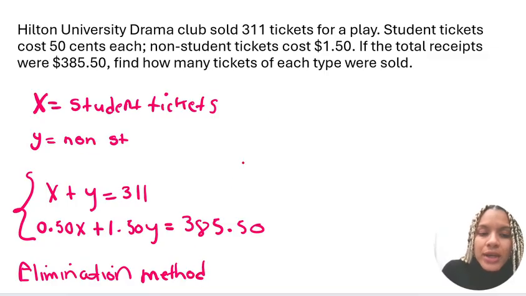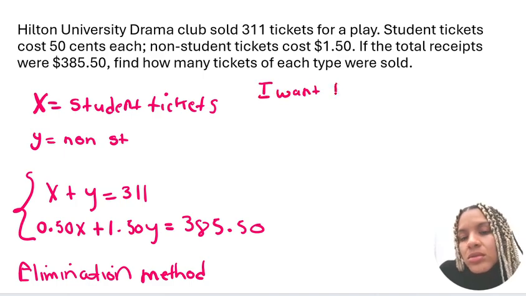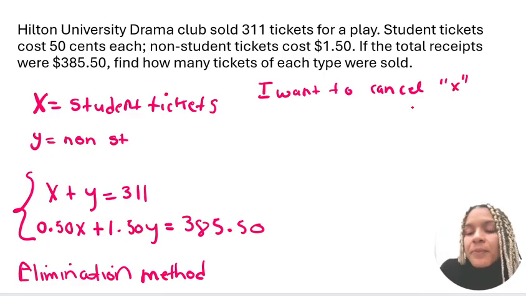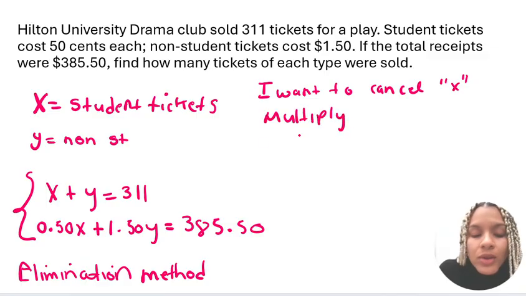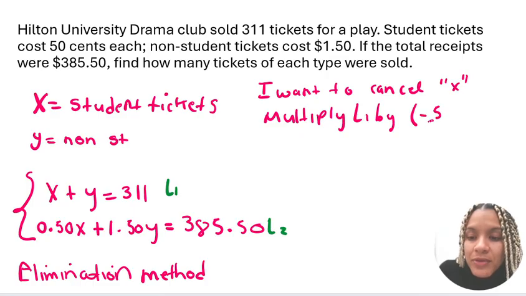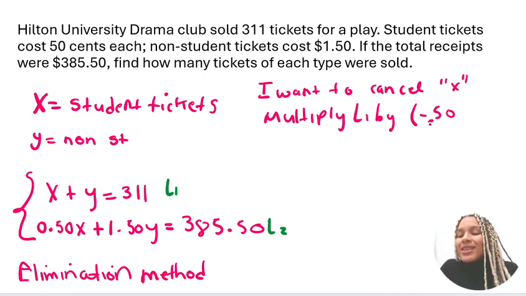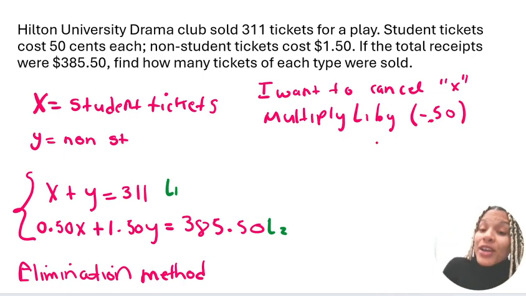So what am I going to do? I want to cancel the x. In order to cancel the x, I am going to multiply line 1, let me label, line 1, line 2. I am going to multiply line 1 by negative 0.50, because it's 50 cents.